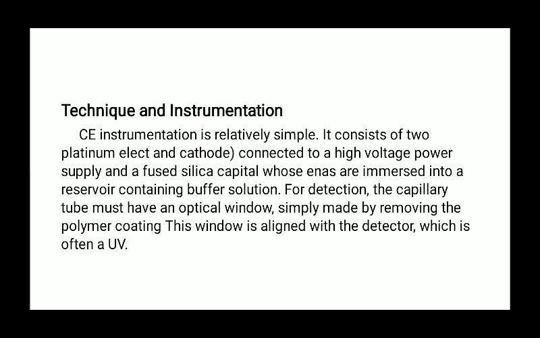Capillary electrophoresis instrumentation is relatively simple. It consists of two platinum electrodes, that means anode and cathode, connected to a high voltage power supply, and a fused silica capillary whose ends are immersed into the reservoir containing buffer solution. For detection, the capillary tube must have an optical window, simply made by removing the polymer coating. This window is aligned with the detector, which is often a UV.